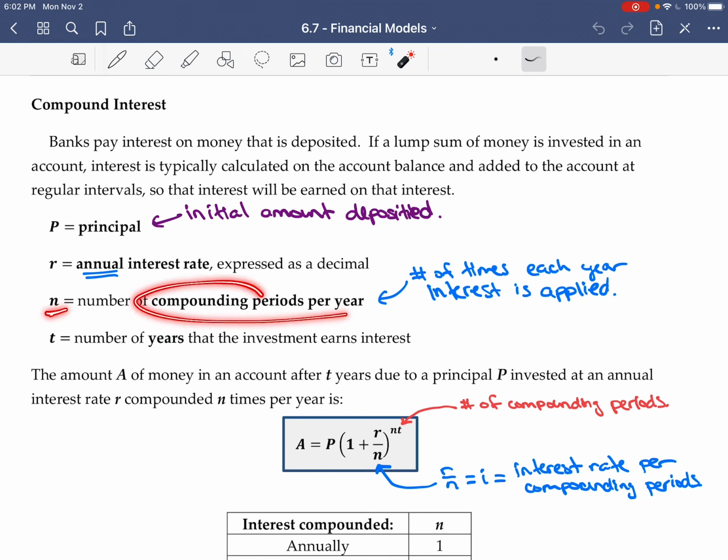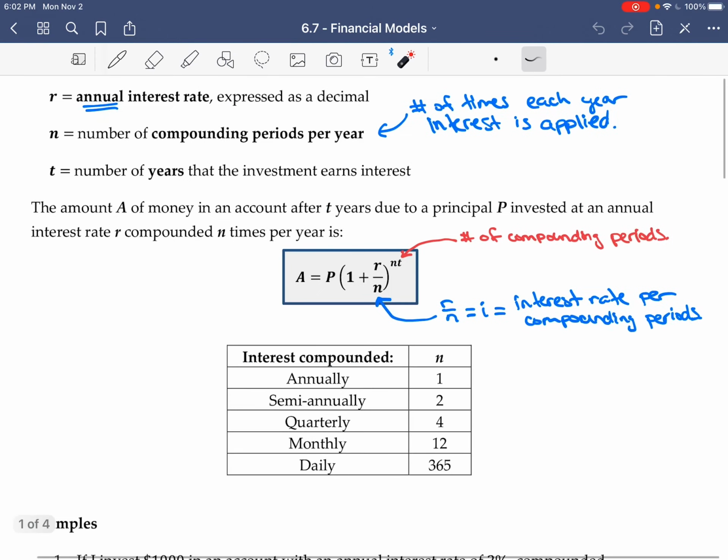N is the number of compounding periods per year. So that's the number of times that each year the interest is applied. And T is the number of years that the investment earns interest. So we have this formula for the compound interest. So it's A equals P times (1 plus R over N) to the power NT. So since T is our variable, generally, this would be an exponential function. So this is our base to the power NT.